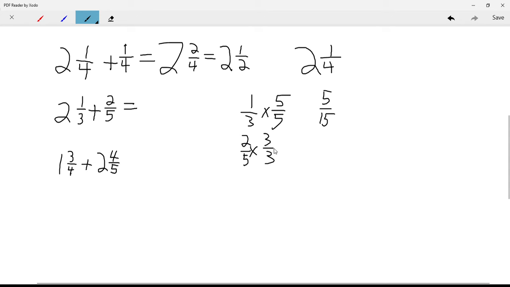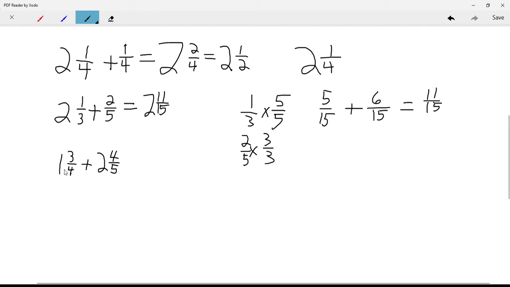So 2 times 3 is 6/15. Now I just add these up, and that would equal 11/15. And then I can just add the 2 here. So it is 2 11/15.